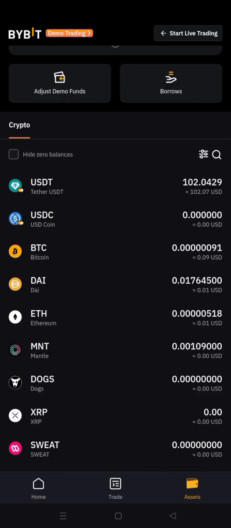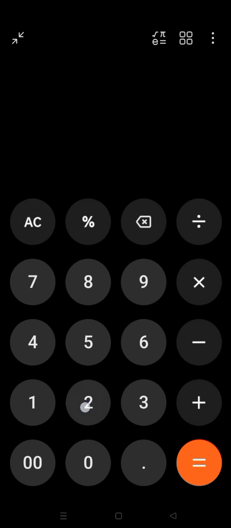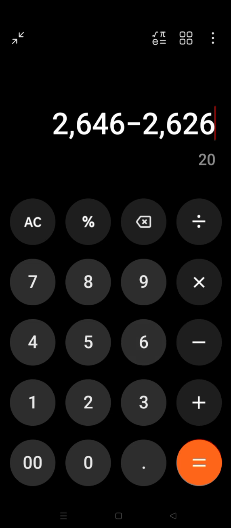I see there is an issue, so I will be checking what is wrong with my net. Otherwise, if you calculate, you will see there is a very good difference. We have 2646, then minus 2626. That's a difference of 20. I told you 15 is always the best, but you can see at that point we are at a difference of 20.